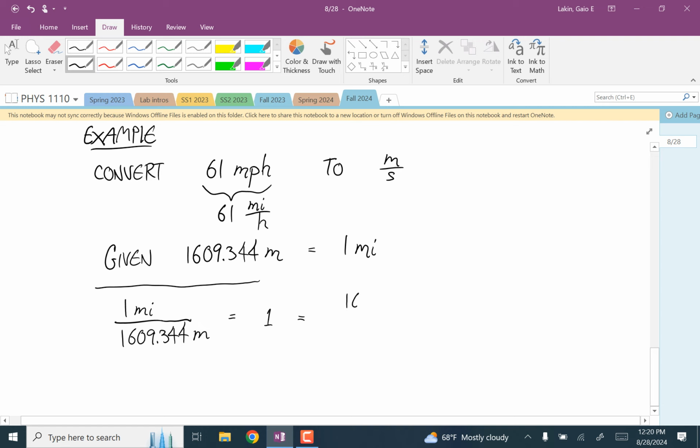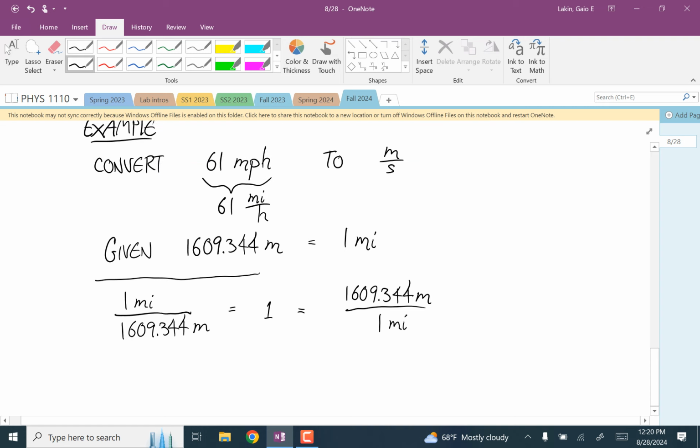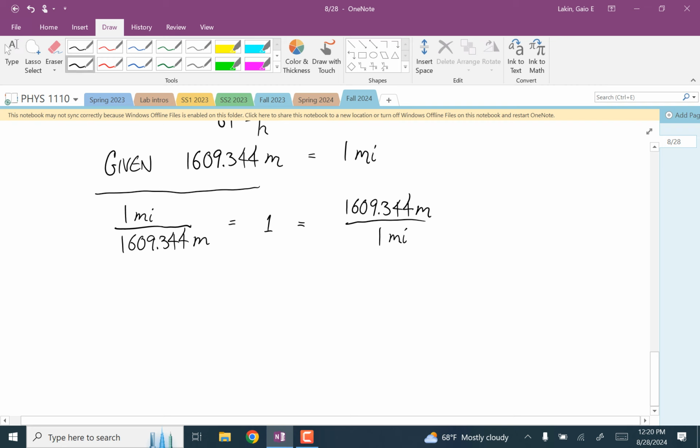And the other possible one is 1,609.344 meters over 1 mile. And we're going to start with our given quantity. So we're going to start with 61. And everything is going to be on a fraction like this. So I'm going to be very clear to myself about what units are in the numerator and what's in the denominator. Okay, so 61 is in the numerator. And then we have miles in the numerator. And then we have hours in the denominator.